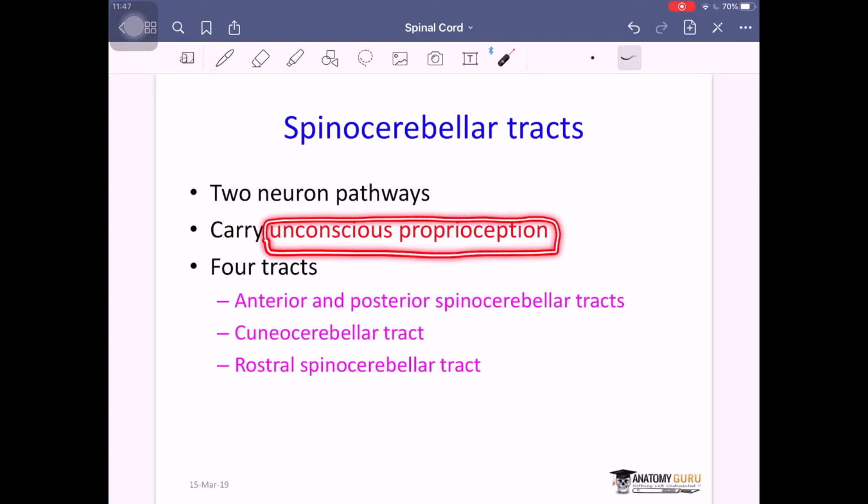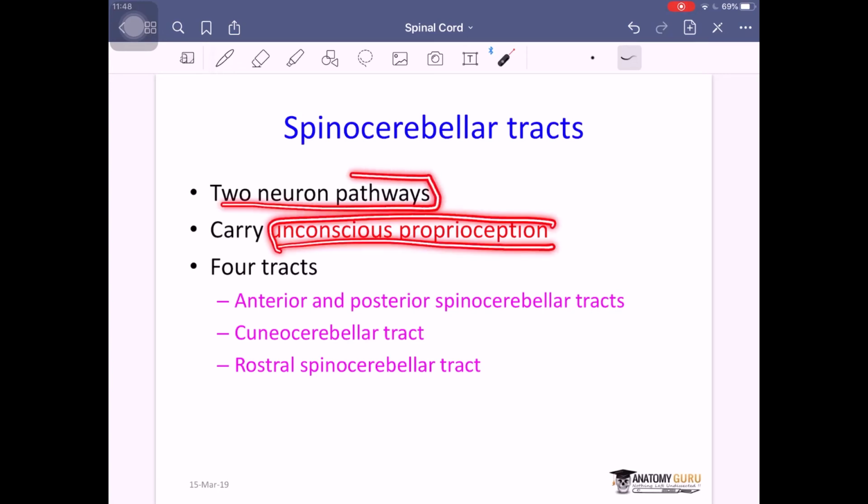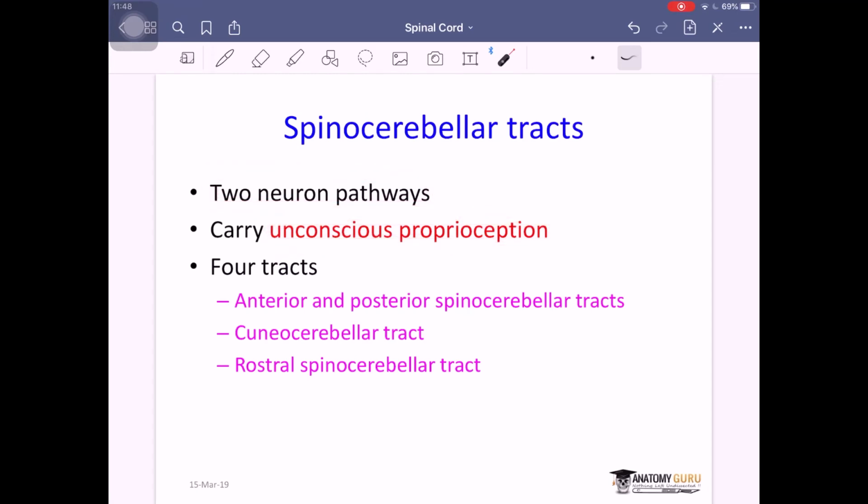So the function is proprioception, but this is unconscious proprioception. Conscious proprioception is carried by your dorsal column pathway, fasciculus gracilis and fasciculus cuneatus, whereas this is carrying your unconscious. These are again two neuron pathways, so there's a first order and second order only. You don't have third order, whereas the other pathways have three orders. And this is to take this information to the cerebellum.